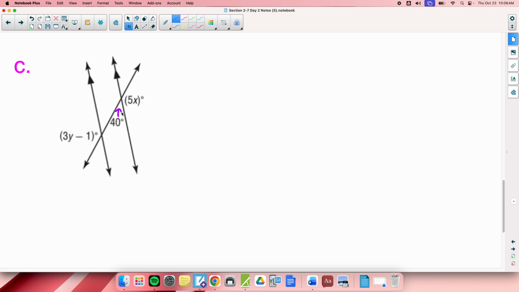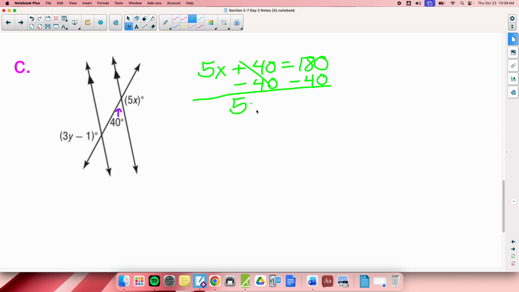Now, if these two are right next to each other and form a line, what could I do with those two? They form a line, so they equal 180. So I can say 5x plus 40 equals 180. Now, subtract 40. And I get 5x equals 140. Divide by 5. And x is 28. Okay.